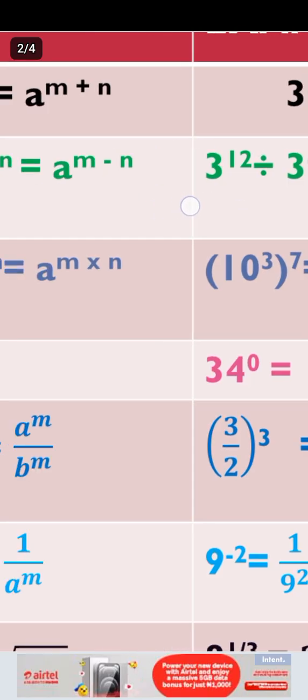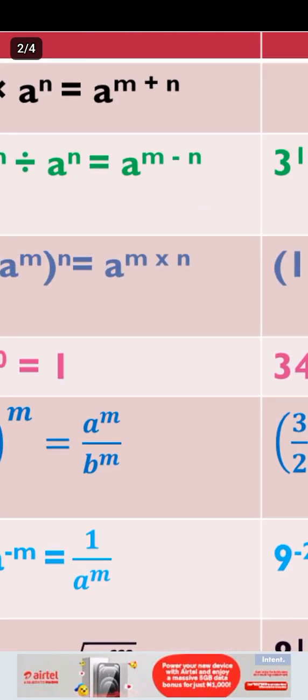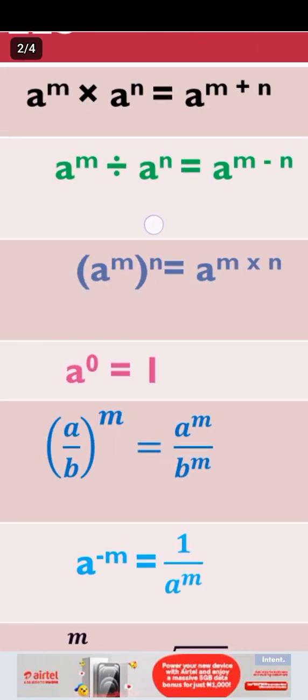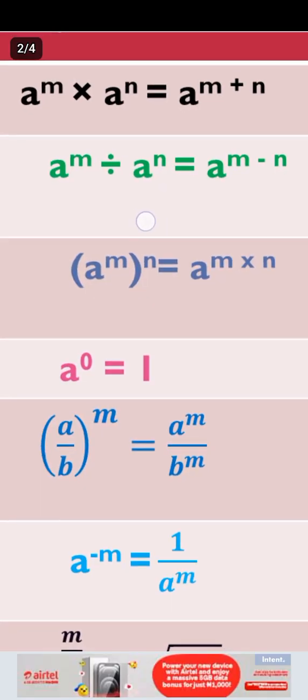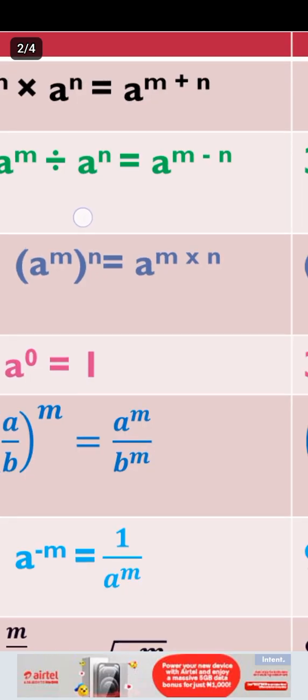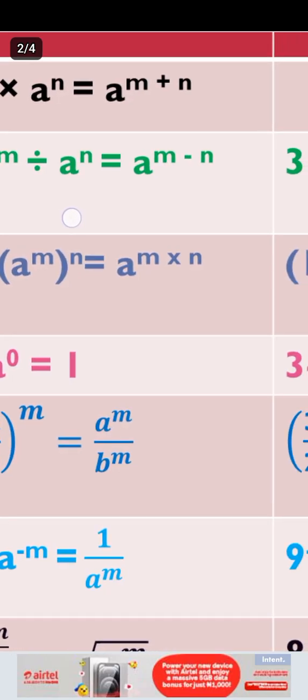Our division rule says a raised to power m divided by a raised to power n is the same thing as a raised to power m minus n. That is, if the indices are of the same base, you subtract the powers. If the expressions are in the same base, you subtract the powers.